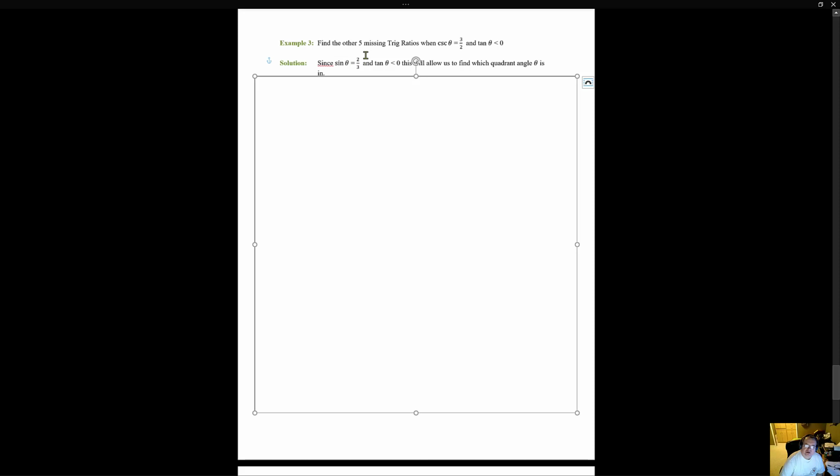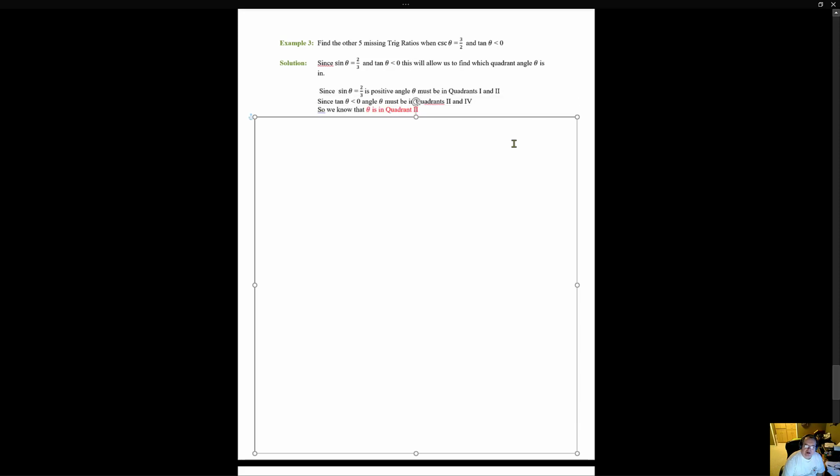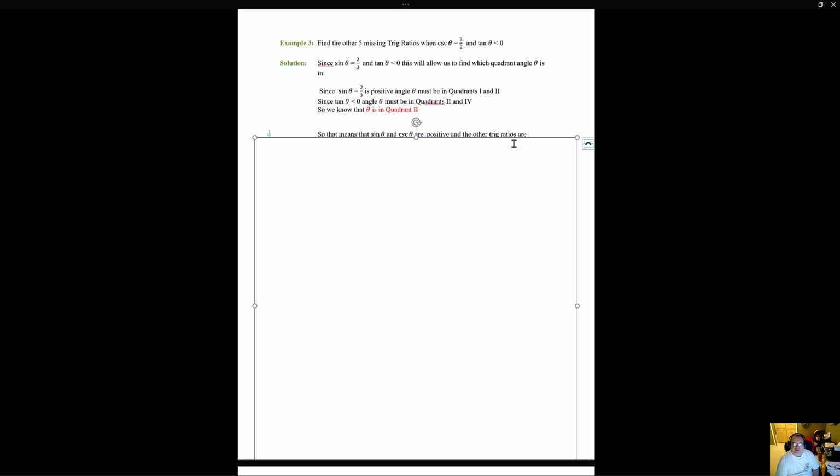Now the sine is positive, and the tangent is negative. And if you go through all the places where that happens, it ends up being that the second quadrant is the only place where angle theta can live, which means that the sine is positive and, of course, the cosecant is positive, but the other 4 are negative.